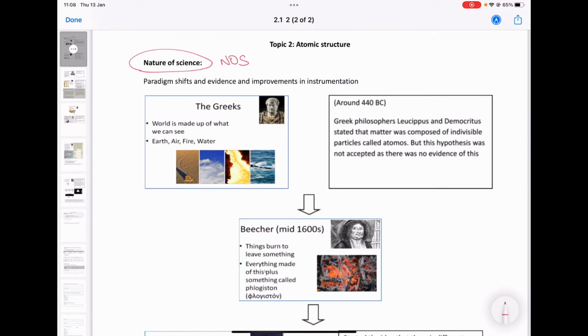So at the beginning, we had the Greeks, and they thought that the world is made of the 5 elements: earth, air, water, fire, and then there's space. The 5th element is debatable. There's different opinions of what is the 5th element. So I've mentioned only 4 here. And some Greek philosophers started to question the existence of particles. But this idea was rejected because there was no evidence of it.